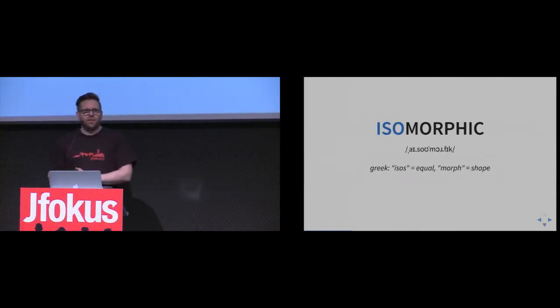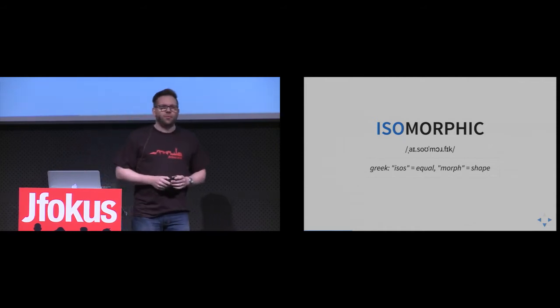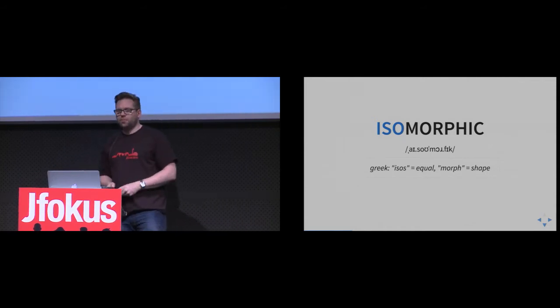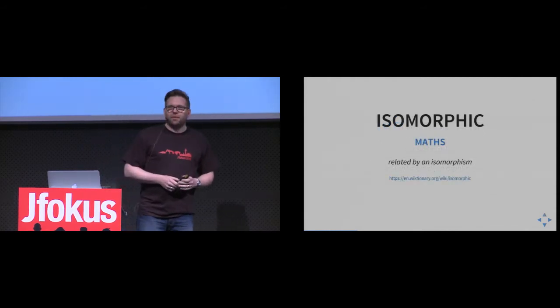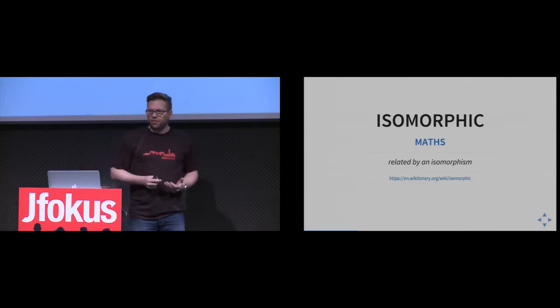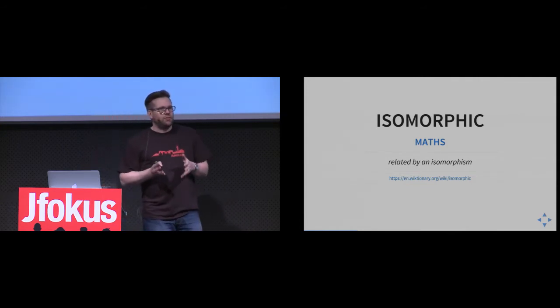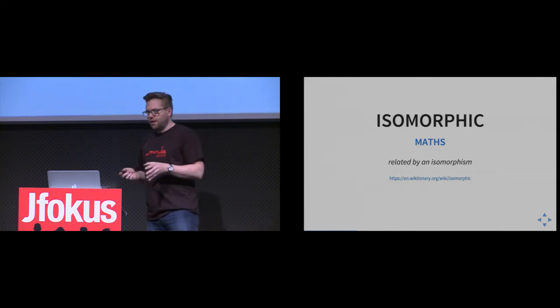What does isomorphic mean? It's coming from the Greek: isos, equal, morph, shape, so it means the equal shape, the same shape. It's heavily used in mathematics, and the math people are a bit strange. They define isomorphic if something is really related to an isomorphism. So this says nothing for us.